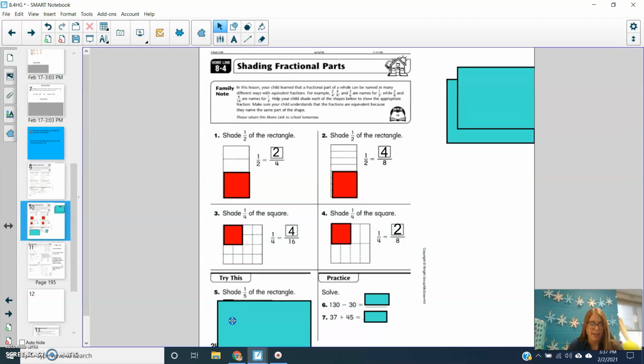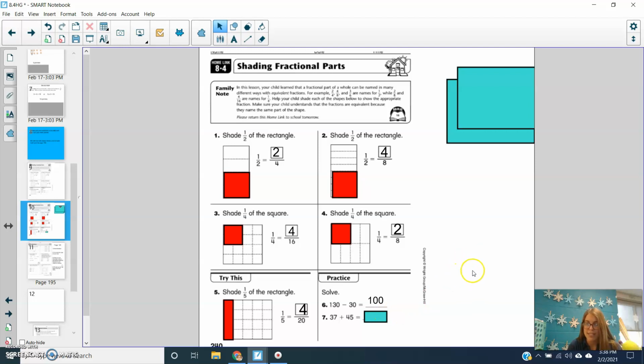So for question 5, I'm shading in 1/5 of the rectangle. So I split that into 5 equal pieces and shaded in one of those bars. And I can see that I shaded in a total of 4 out of the 20. So 1/5 is the same thing as 4/20. For question 6, I have 130 minus 30. Well, if I take away 30 from 130, I know that I have 100 left.